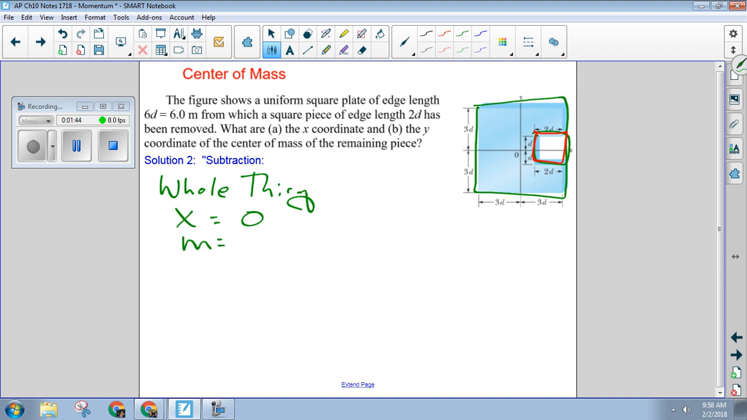And the mass of the whole thing, remember we just said that the area was proportional to the mass, right? So the area of the whole thing would be what? 36d, right? So 36 meters. So our mass would be 36 times M, I think we were using capital M to represent the mass of one little block. Cool? Any problems there?